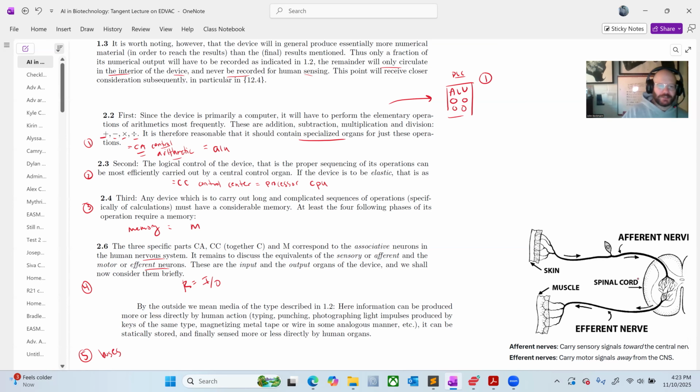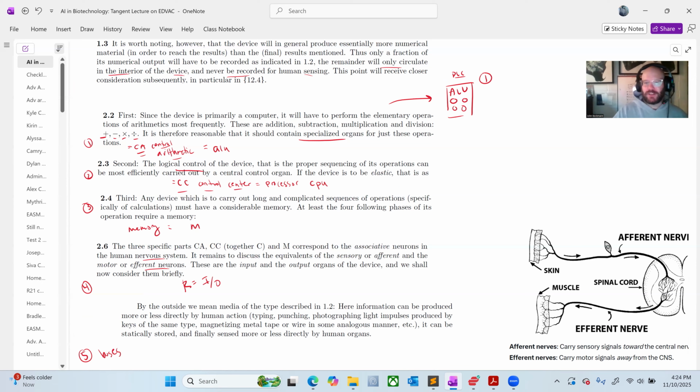You need the ALU. Second, you need the logic control of the device. So you can't just send information into the ALU. You have to not only send information in, but you have to have a code that tells the ALU what to do. So you have to say, okay, with this number, I want you to add it. With this number, I want you to subtract it, etc. So there need to be operational codes, okay? And that's what's called the logic control. He calls that the CC, the control center.